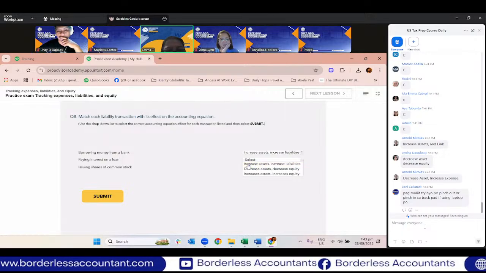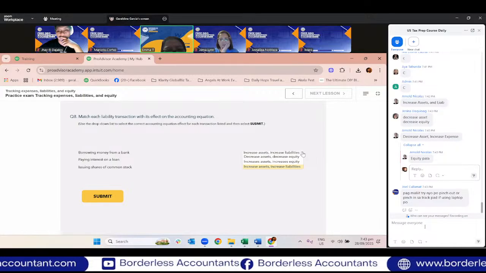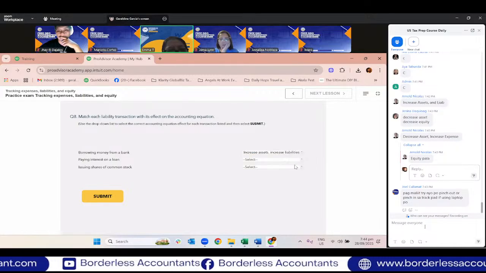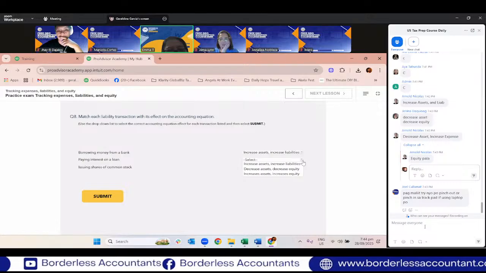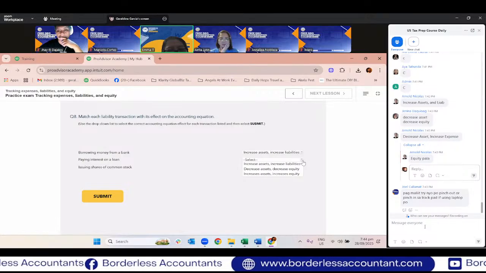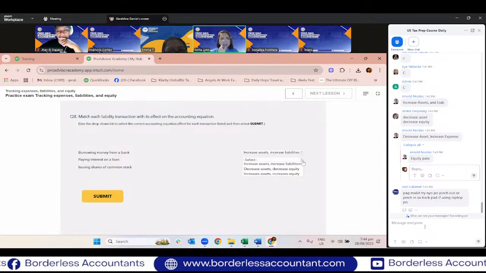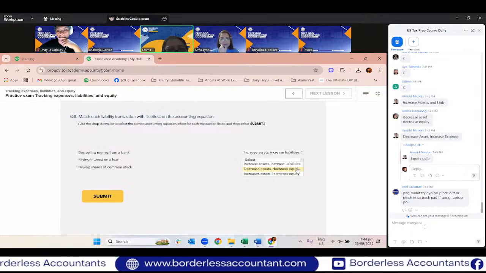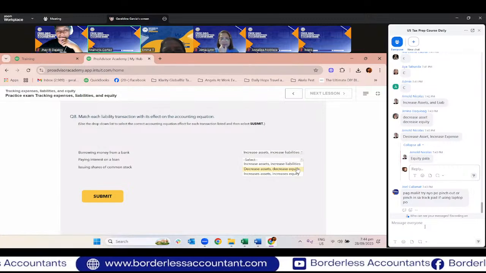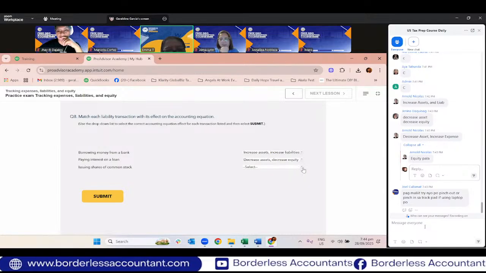Borrowing money from a bank: increase in assets, increase in liabilities. Okay. Paying interest on a loan: decrease assets, decrease equity, because interest is an expense. Interest expense is in the equity section for the income and expense, sorry.